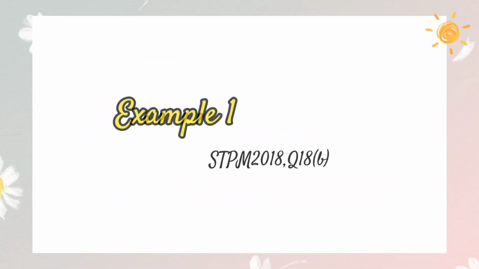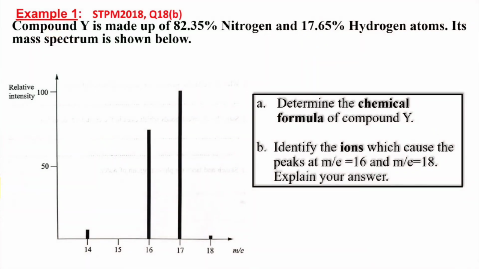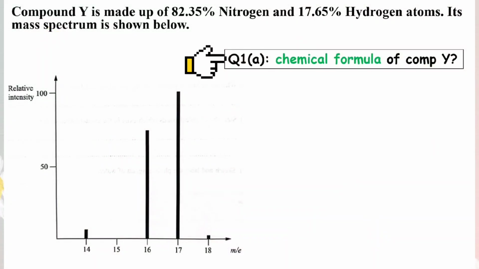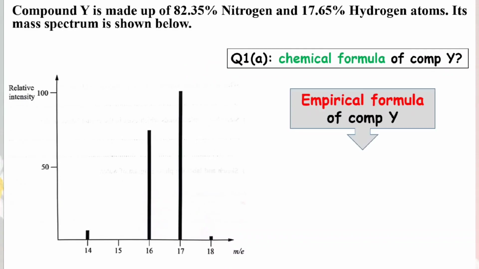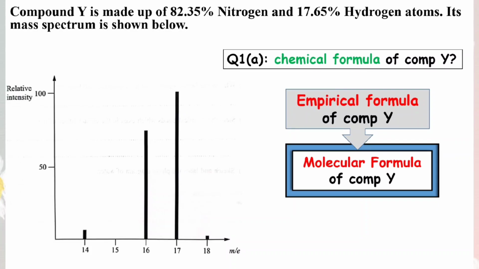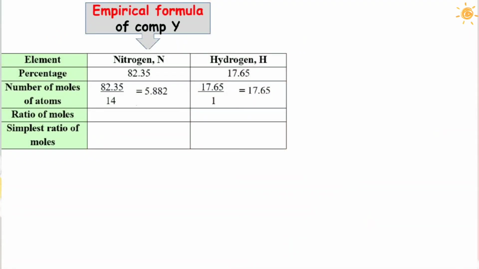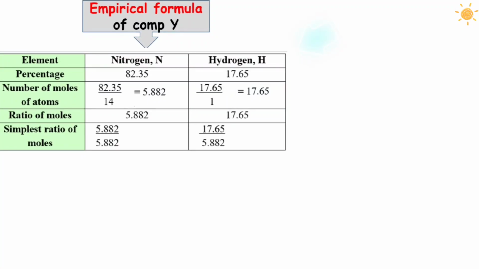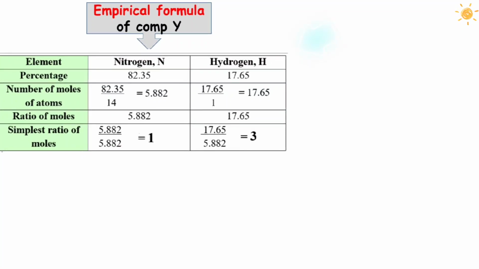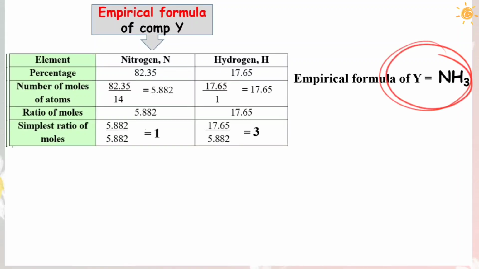Now, let's go to the questions, example 1. From question 1a, we need to determine the chemical formula of compound Y. So, the first step is to determine the empirical formula of compound Y first. Then we transfer all the information given into the following table. Lastly, the empirical formula of compound Y is NH3.